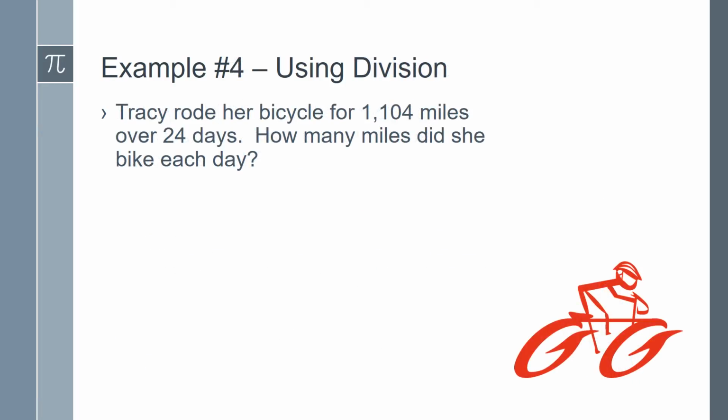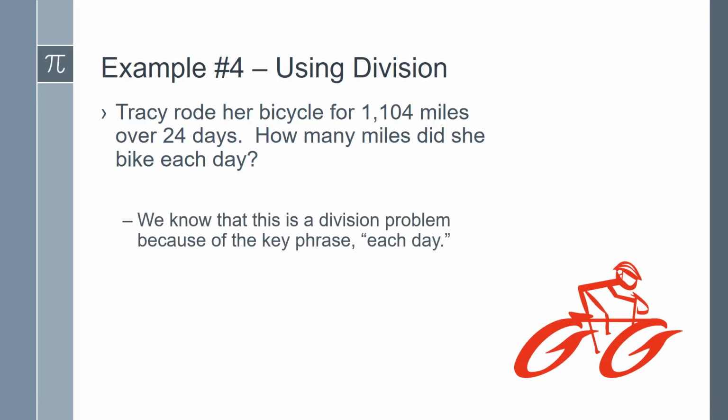Example number 4. Tracy rode her bicycle for 1,104 miles over 24 days. How many miles did she bike each day? We know that this is a division problem because of the key phrase each day and because we're breaking a total number of miles into evenly sized pieces. We can use the division algorithm to help us solve this problem. So we have 1,104 divided by 24.